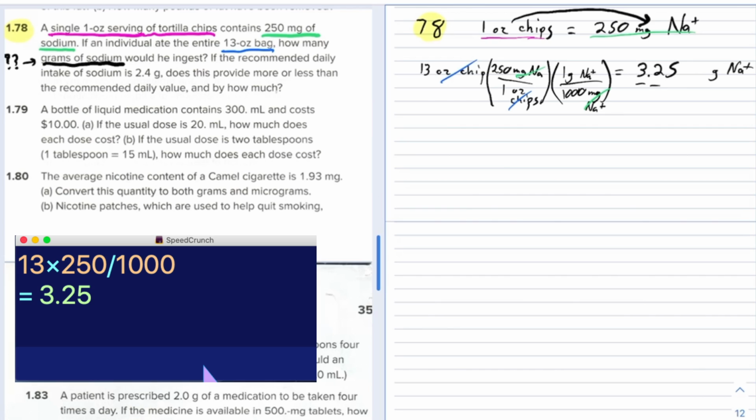Okay, so that's the answer to part A. It'll round to 3.3 grams of sodium. But what does part B ask?